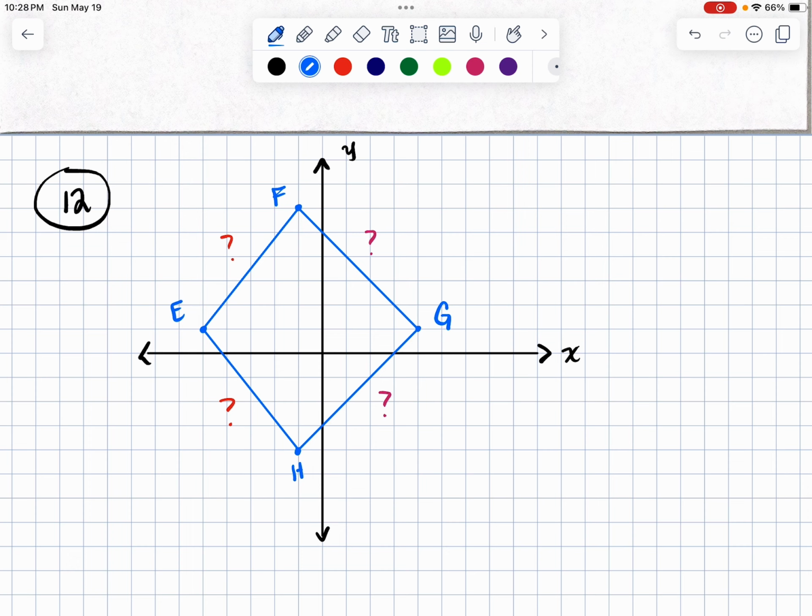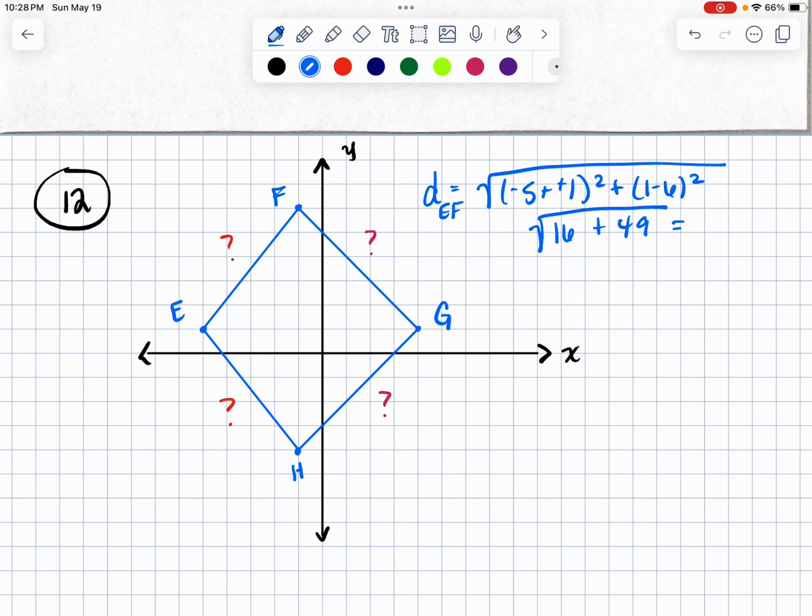Again, please refer to the PDF document if you want to see that formula in a nice, neat form. So I'm just going to go around and find the distance of all the sides. So the distance from E to F would be negative 5 minus negative 1 squared and 1 minus 6 squared. So that's going to be what? 16 plus 49. So that's going to be the square root of 65. Okay, so that's the distance on this side.